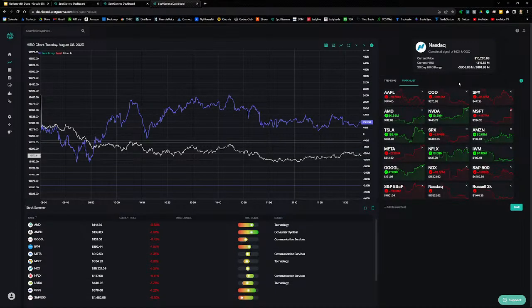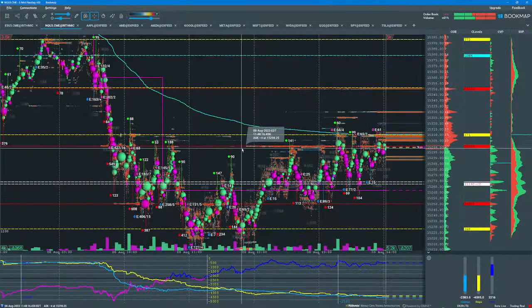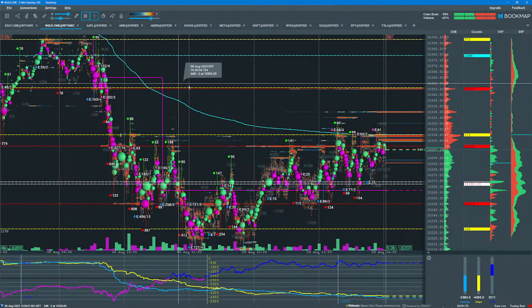So for me, Hero was not nearly as clear and helpful for the NASDAQ. That's not always the case, but for today, as the S&P 500. So let's go take a look at Bookmap. We'll do a quick read of the order flow.